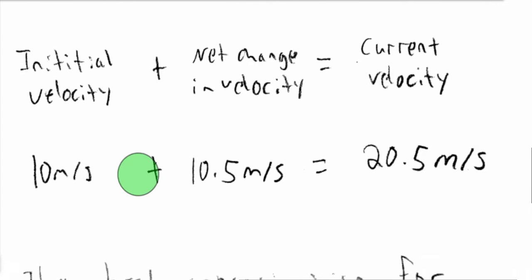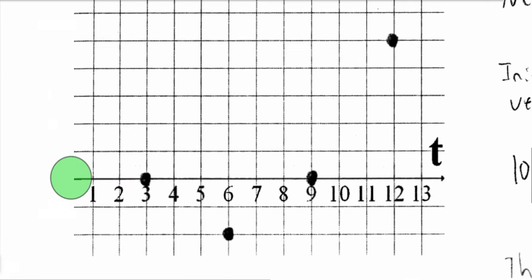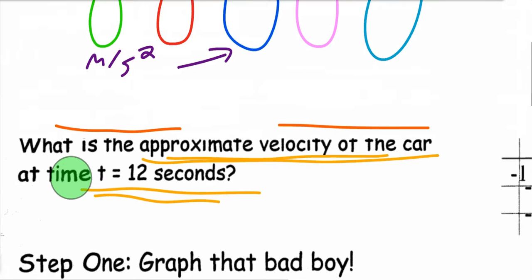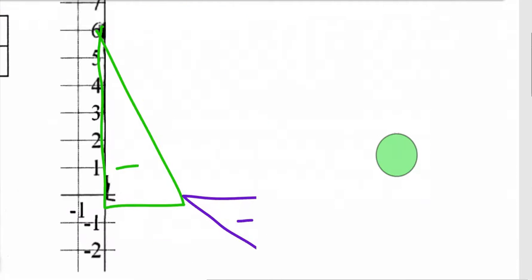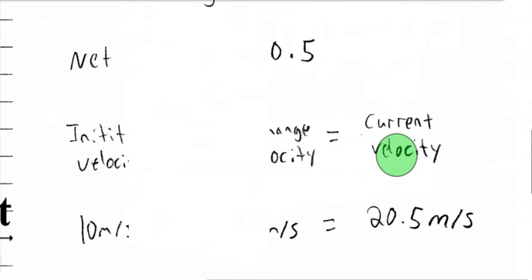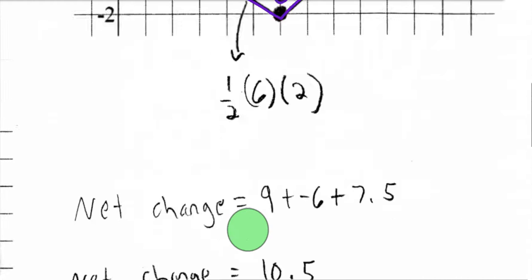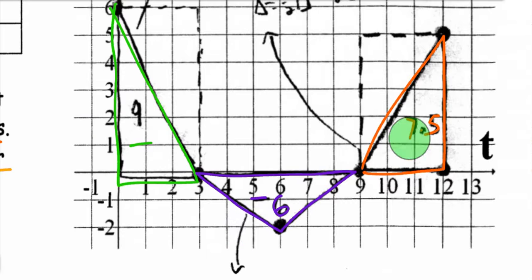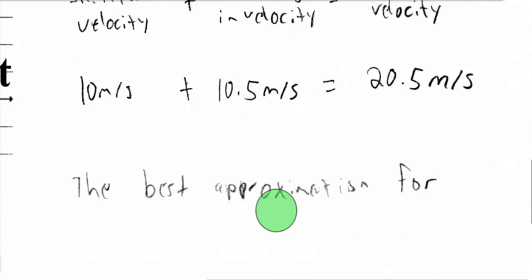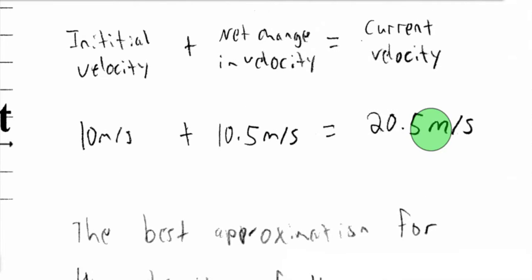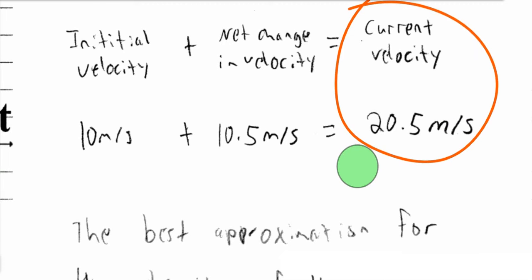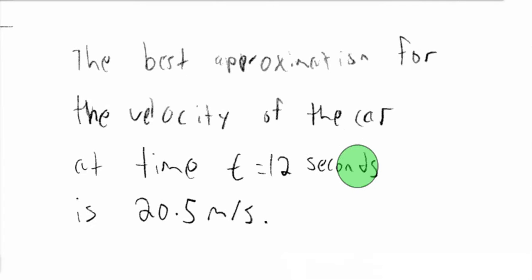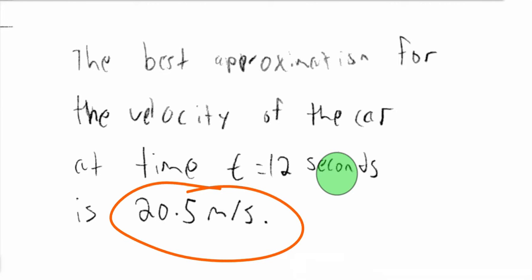Now we have initial velocity, which they gave us in the problem. Again, they said that the initial velocity was 10 meters per second. We just figured out that its change in velocity was 10.5 meters per second, given this net or signed area. If we add those two up, we get 20.5 meters per second, which gives us the current velocity, which is what we're trying to solve for. Finally, we want to answer this. The best approximation for the velocity of the car at time t equals 12 is 20.5 meters per second.